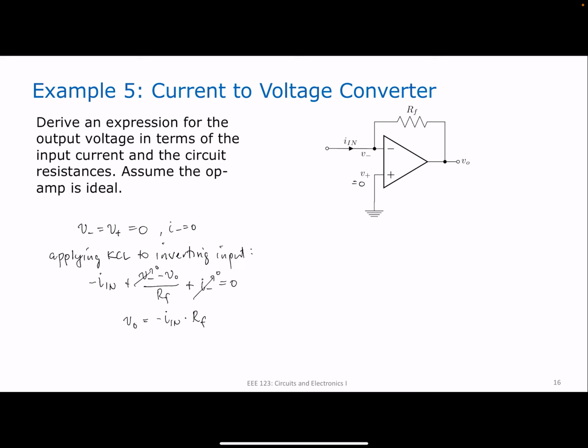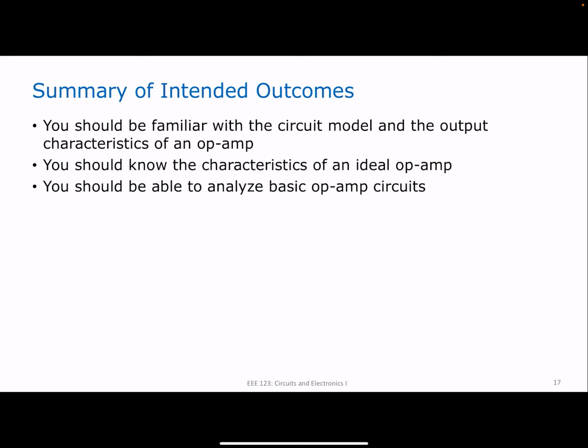It is a current to voltage converter. It converts this particular current to a voltage. The output voltage is proportional to the input current, although there is some inversion because of this negative sign. So V sub O is equal to negative I in times R sub F. That's the last example that I have for this part 1.